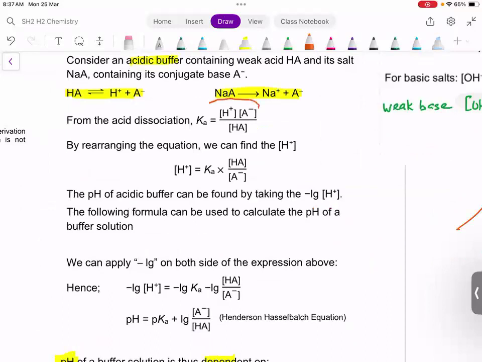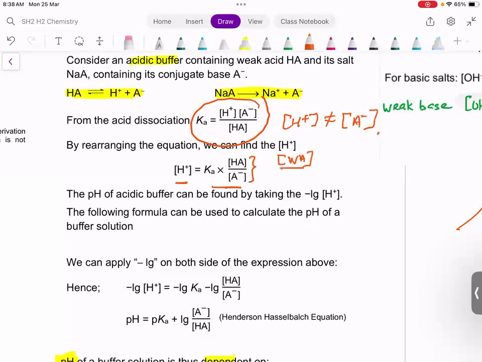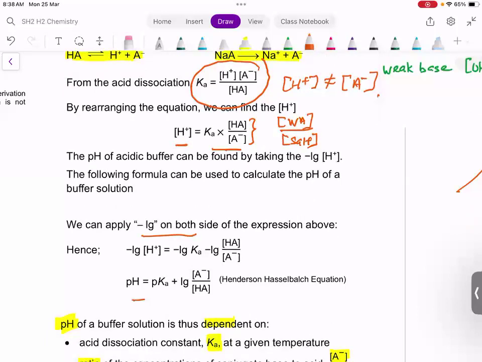This is what is going to happen. I can still use my Ka expression for acidic buffer, but I'm going to rearrange my expression as such. Because they are no longer equal, this becomes a fraction. The concentration of the weak acid and the concentration of the salt is a component in calculation of your pH. When you do a negative log on both sides, this is what you're going to derive. And we give this special equation a special name. It's called the Henderson-Hasselbalch equation. You go and pronounce yourself.